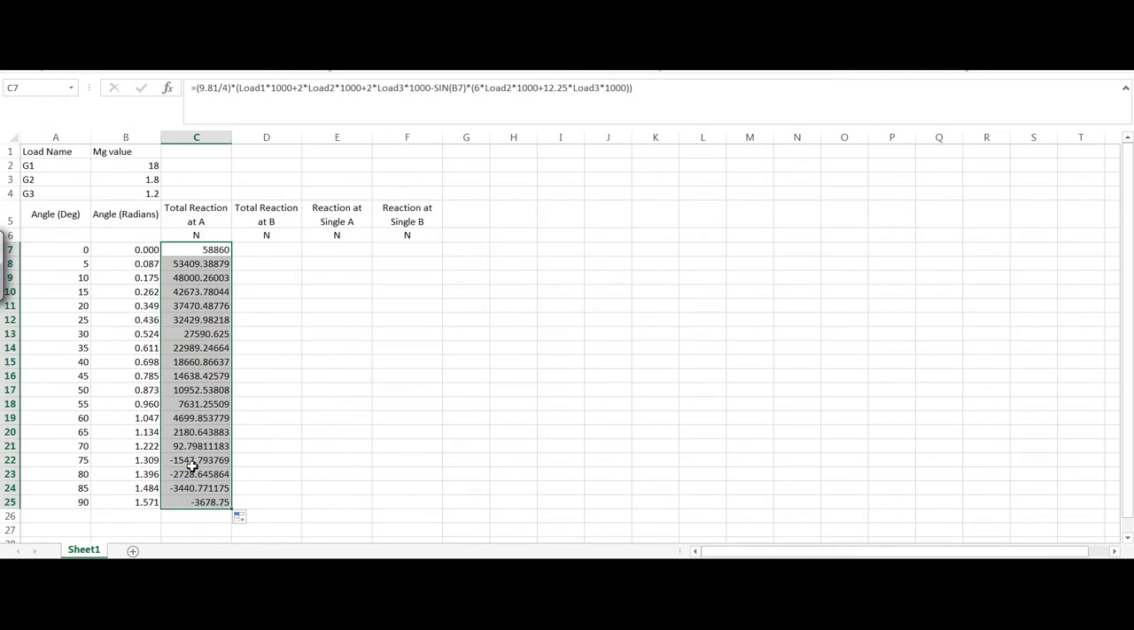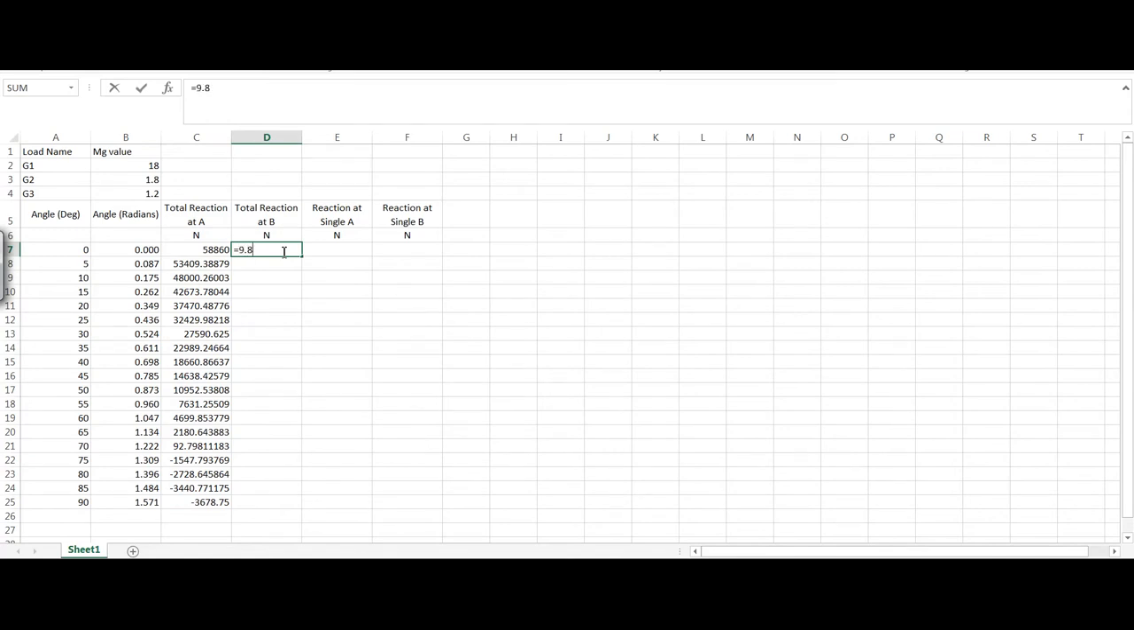Perfect. So that tells us that our crane is going to tip between 70 and 75 degrees, and probably closer to that 70-degree mark if this is 1500 negative and this is 92 positive. We'll use our other equation to find our B reaction. So this is going to be equals 9.81 times 1,000 times load 1 plus load 2 plus load 3. And we're going to subtract off our value for our load at A.